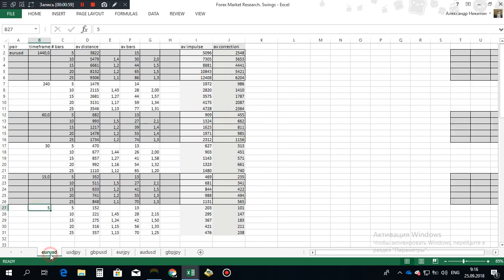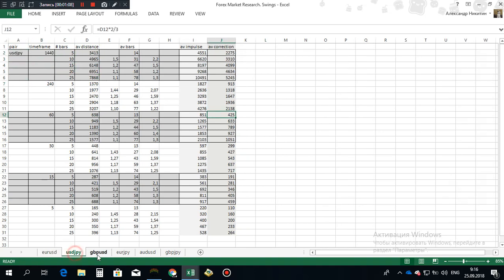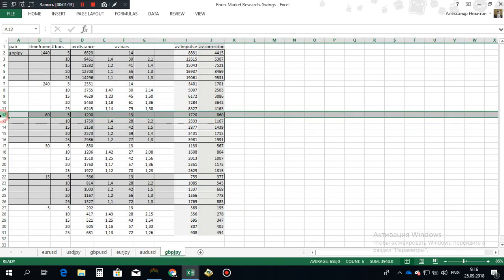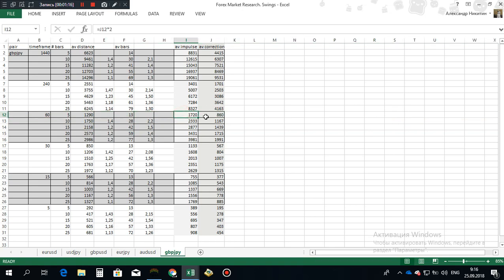So what I did, I simply calculated the average swing distance with different algorithms on different time frames for different pairs. You see them? These are different pairs, and I calculated the average impulses and average corrections for every pair as well. So for Pound Yen, the minimal correction is 86, so what is less is simply noise. Aussie dollar is 36.8, Euro Yen is 58.9, and so on.